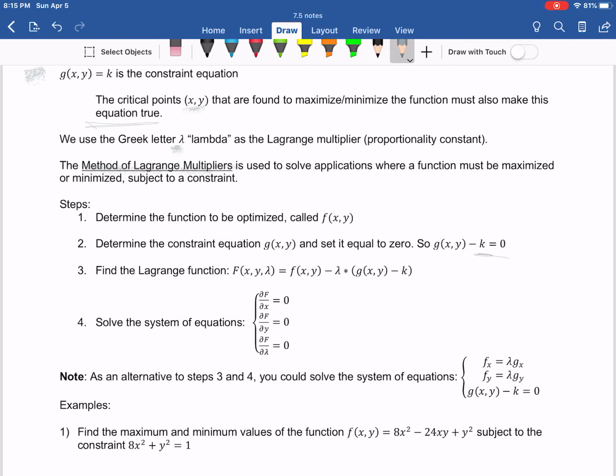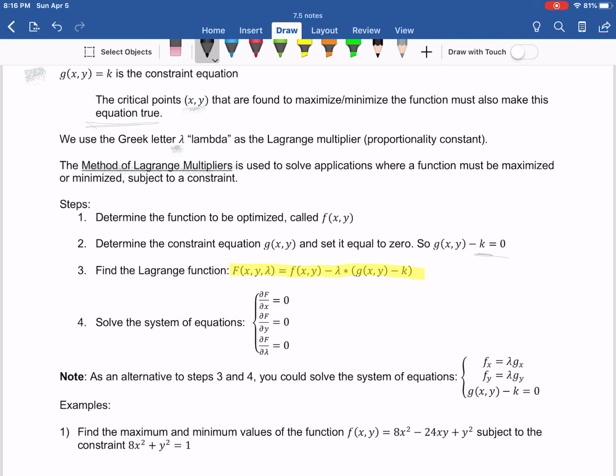Third step, find what we call the Lagrange function. This bad boy is the Lagrange function. Now, yeah, you should memorize it, but I'm going to show you an alternative way of solving it, so you don't need to understand the Lagrange function. But let's go from there anyway.